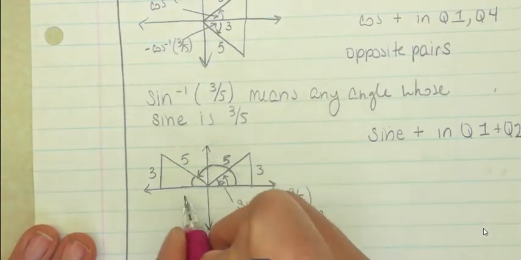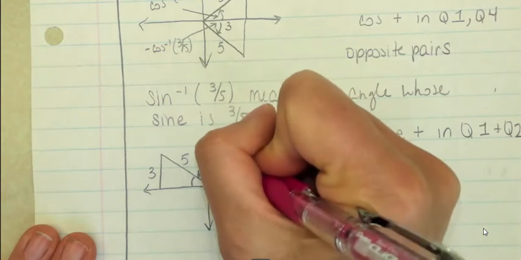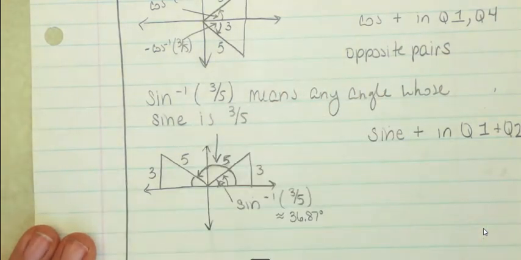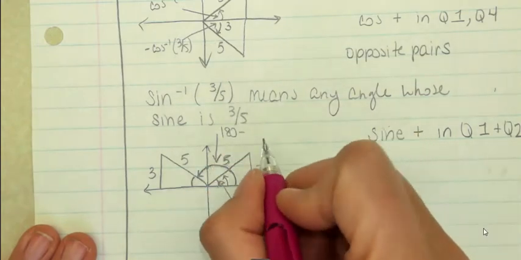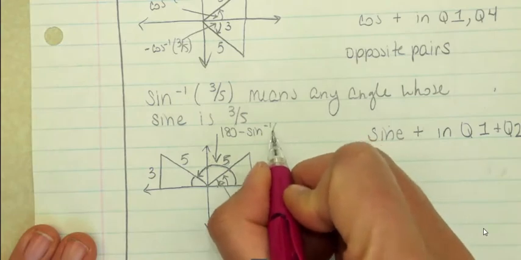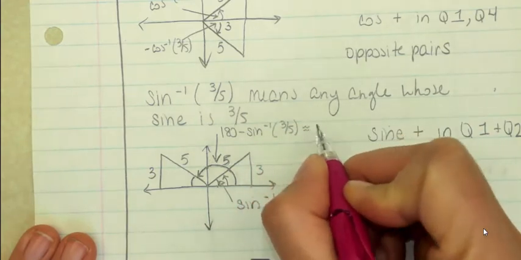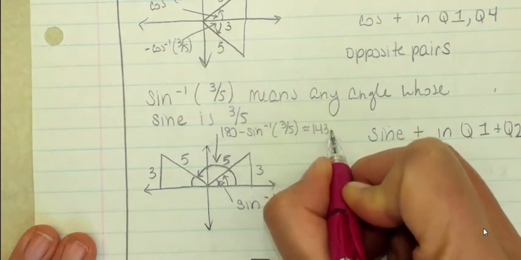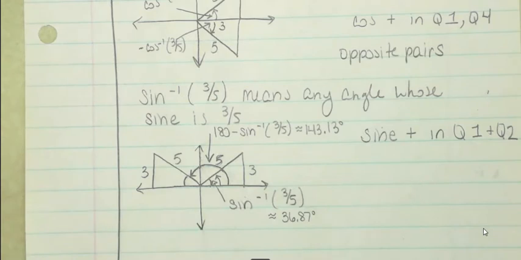Okay, so this angle right here, let's see, how can I do this? How about here? That big angle right there is really going to be 180 minus sine inverse of 3/5, which approximately gave us 143.13 degrees. So you see how I can find these two separate angles, and then I can find any revolution after that.